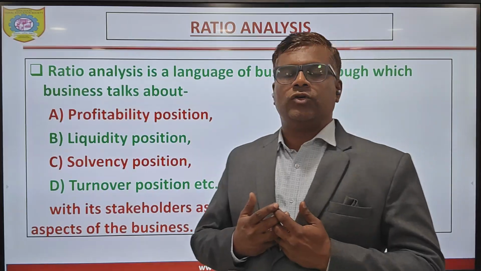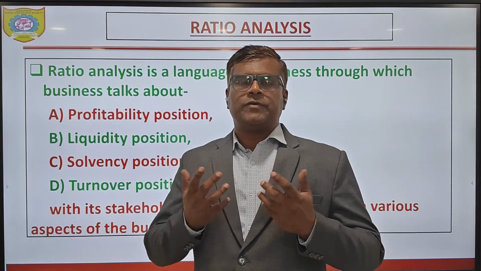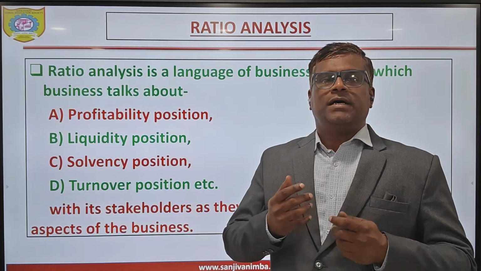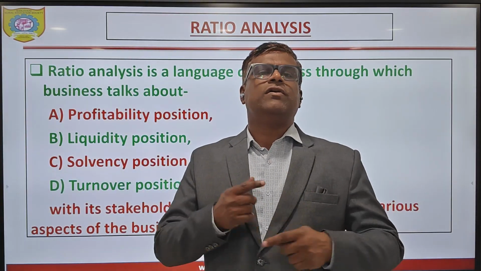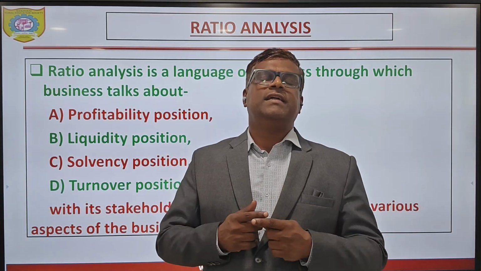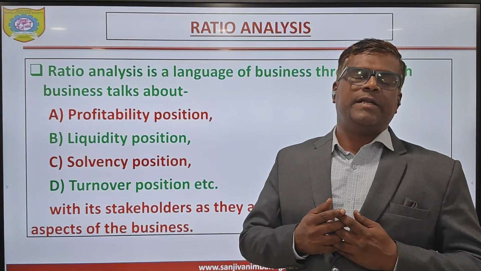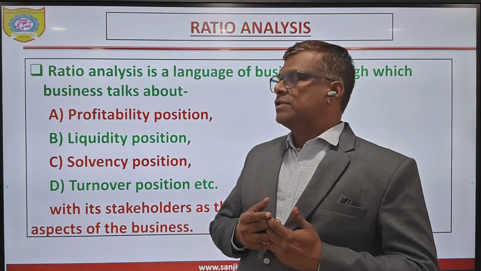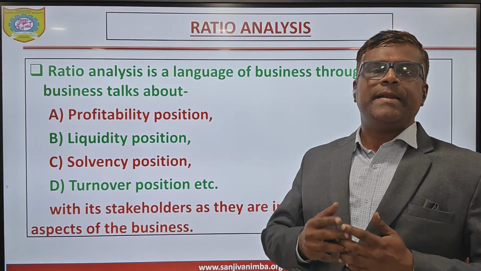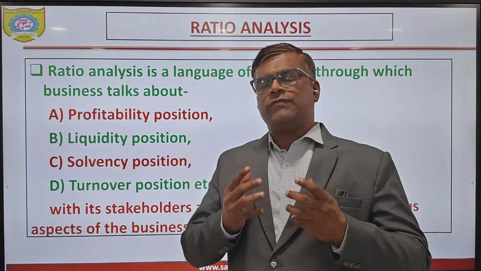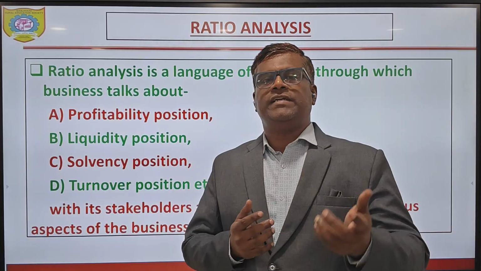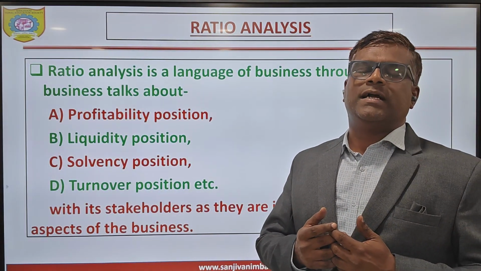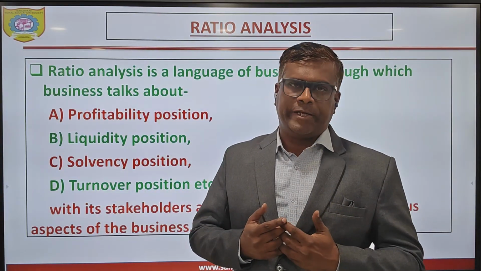The last one is the turnover position. Turnover position is something by which we can understand the amount of sale, the frequency of sale, the gravity of sale, and the speed with which this is happening, to give a sense of how the business is running. So friends, through ratios, we can better understand each one of these pieces in a much more detailed way, and that gives a real eye-opener to understand how the business is doing.